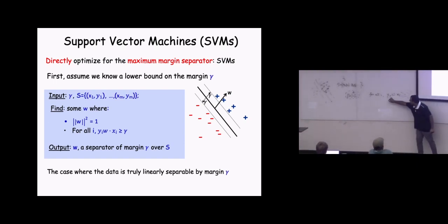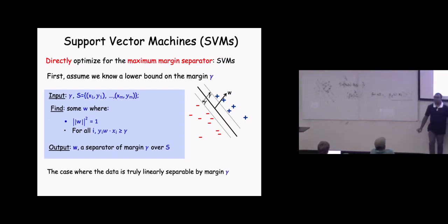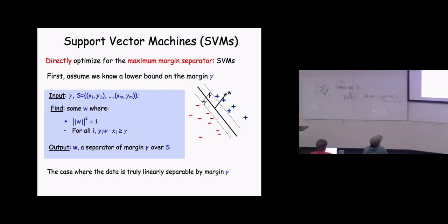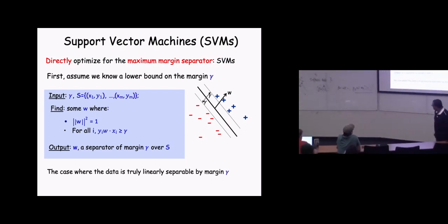What does this mean? Yes. The margin for a specific point in S is y sub i times W times x sub i. And you want to make sure that the margin for that specific point is bigger than. Oh wait, no, I think I got it wrong. Okay, sorry. Anybody else?